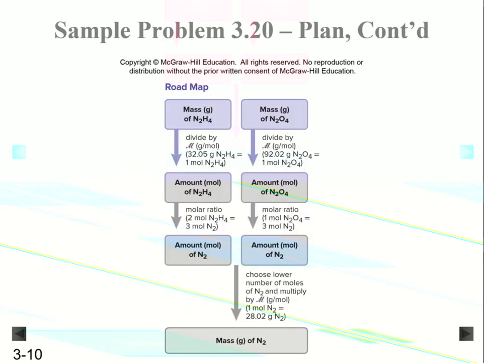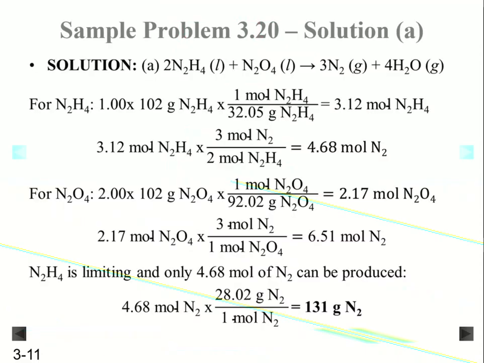So here's the roadmap. And of course, the roadmap is nice. It has masses converted into amounts, and amounts of each converted into amounts of product. And then from that we figure the mass of the N2. But of course, this is missing a few things. You're not going to be given the molar masses of these compounds. You have to calculate those. And it's not listed here where the balanced chemical equation is. So that's probably the first thing we'll do. So let's look at how the solution plays out.